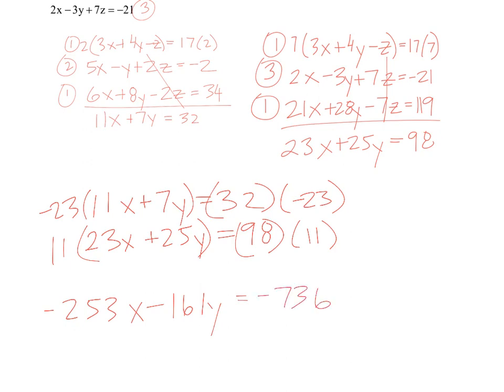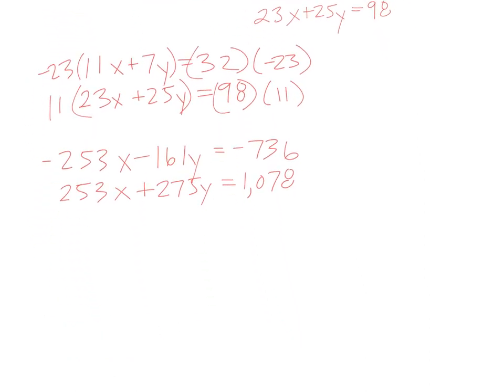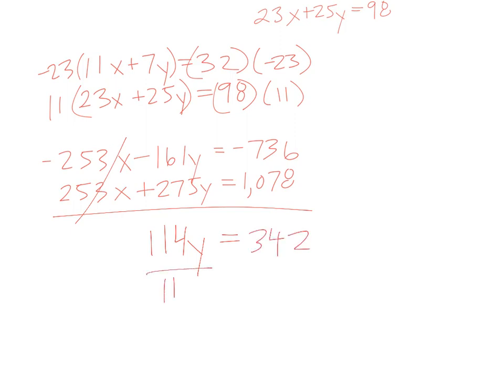And for the second equation, I get 253x plus 275y is equal to 1078. Alright, adding them up, I get 114y is equal to 342. Divide by 114, and that actually goes in there nicely. y equals 3. Okay, cool.